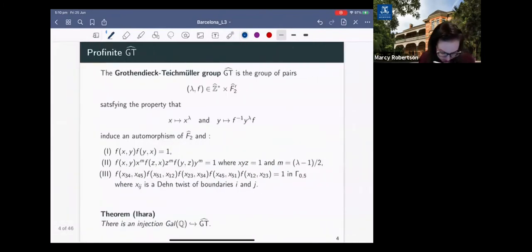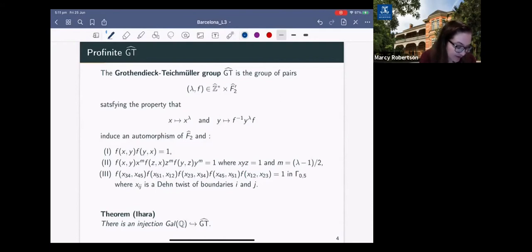So we can define this group. And like I said, you don't need to memorize this, but we'll go through it. It'll be around. All right, so this is a group that's defined as pairs (lambda, f), where lambda is an integer and f is a word in x and y, possibly an infinite word in x, y. And we're going to take the subset of those pairs which satisfy the property that if you take x to x to the lambda and y to f inverse y to the lambda f, you get an automorphism of F2. So we're already taking a little quotient.